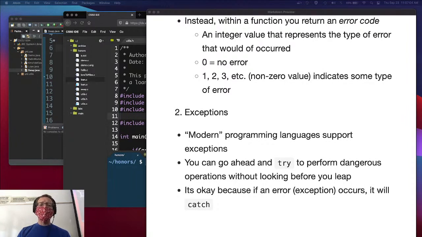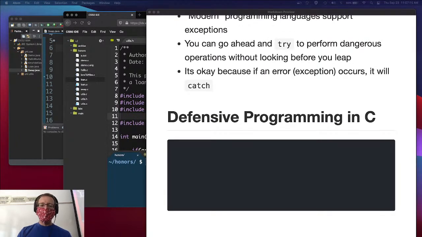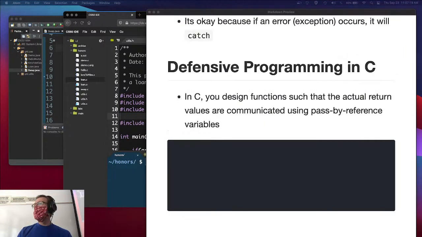Today we're going to focus on doing this in C, okay? So in C, you design functions such that the actual return value is freed up. For example, you want to return the monthly payment, and we'll do this as a demonstration here. You want to compute the monthly payment given the annual rate, the balance, and the number of years, right?